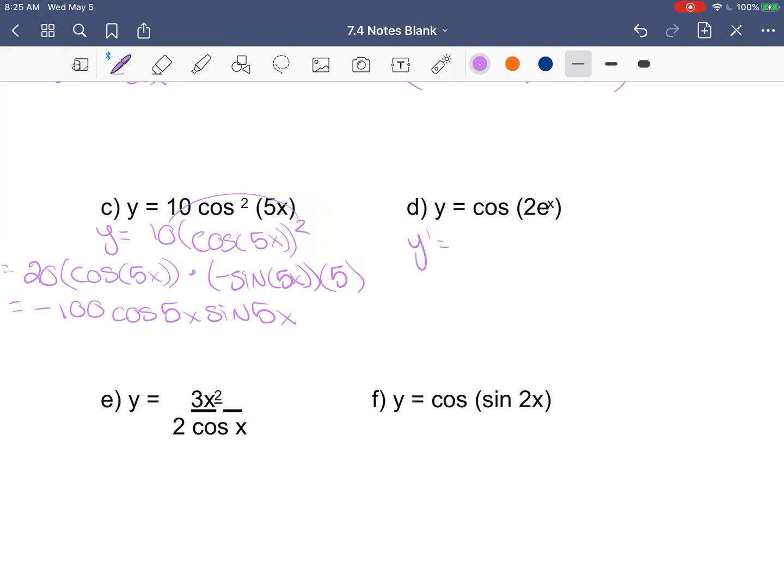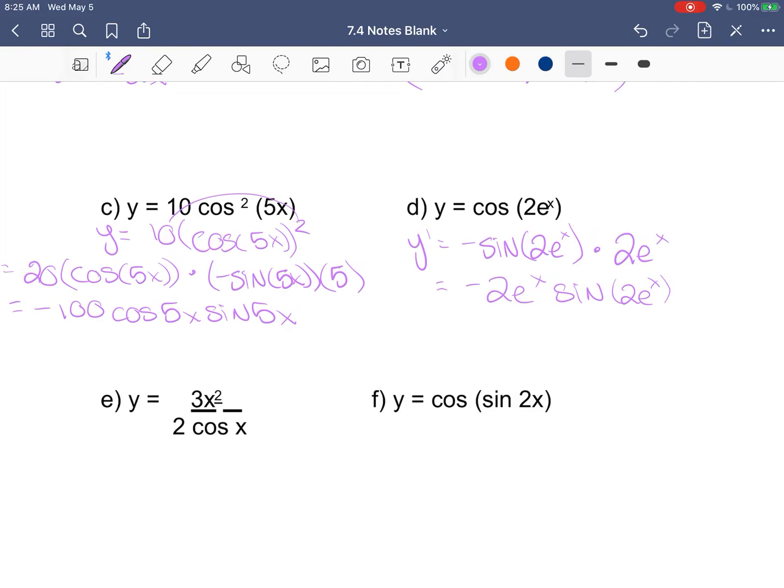If we look at D, our derivative of cos is negative sine times the derivative of the stuff. So this is going to be negative 2e to the x sine of 2e to the x.